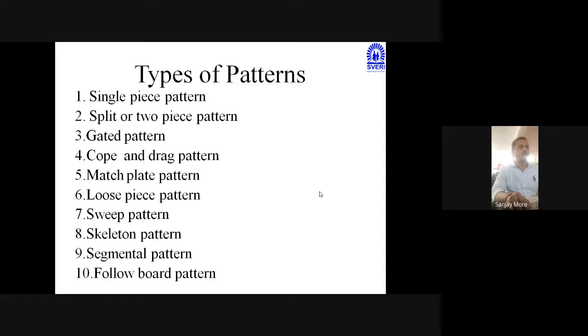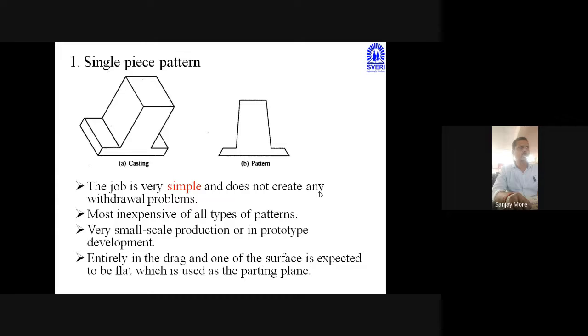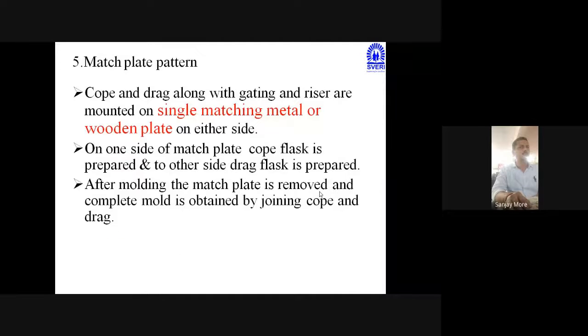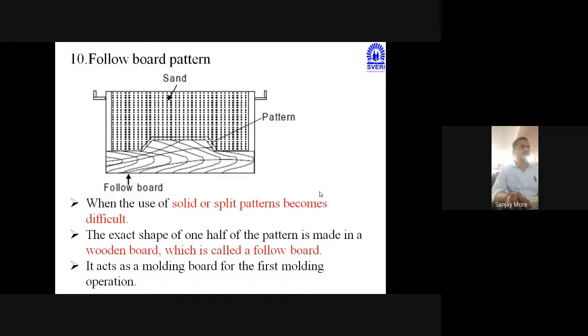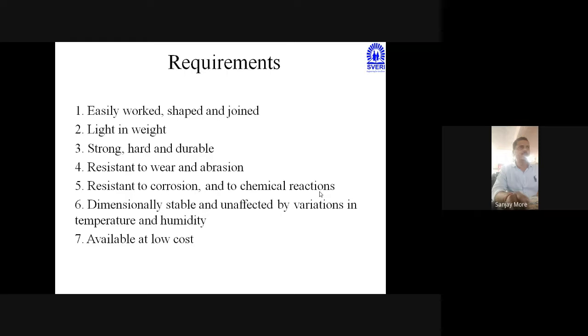cope and drag pattern, match plate pattern, loose piece pattern, sweep pattern, skeleton pattern, segmented pattern, and follow board pattern. Here will be the details of these different types of pattern. Then four different types of materials are used for making pattern. First one is wood, second one is metal and alloy, then plastic and wax.